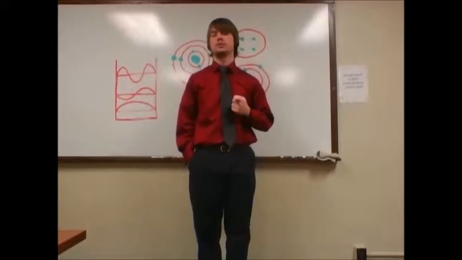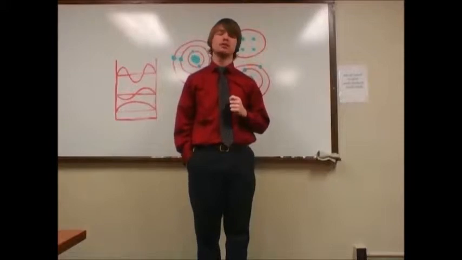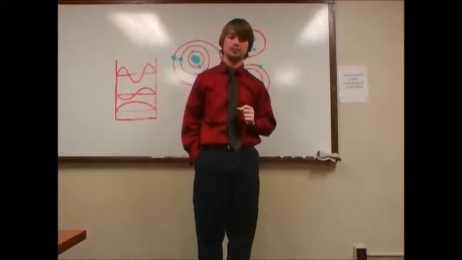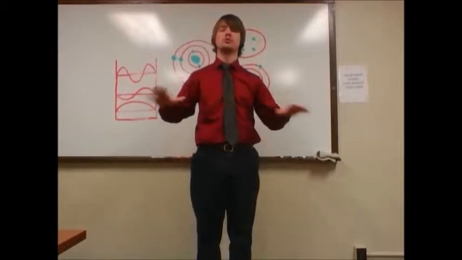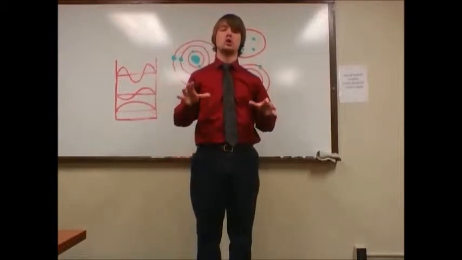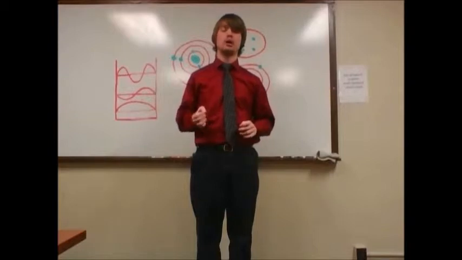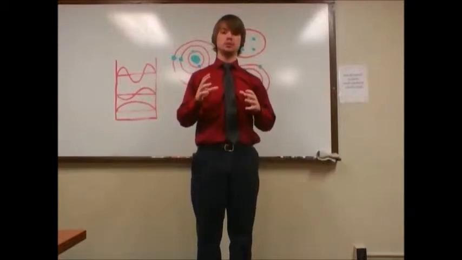J.J. Thomson developed the first modern atomic model in 1904 based on his discovery of the electron 7 years prior. Thomson believed that the atom was made up of a uniformly distributed positively charged mass. Throughout this positively charged mass, he believed there were negatively charged point masses, which he called electrons, evenly distributed.